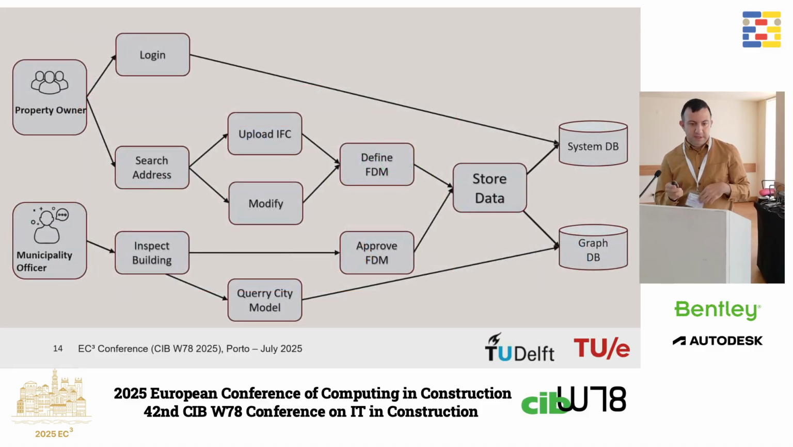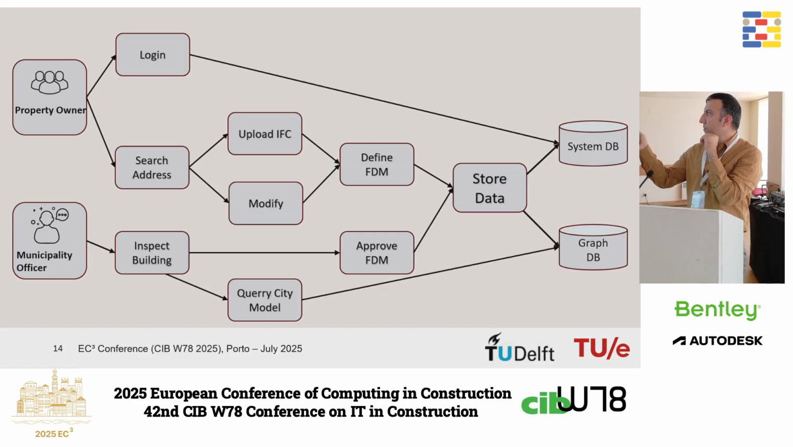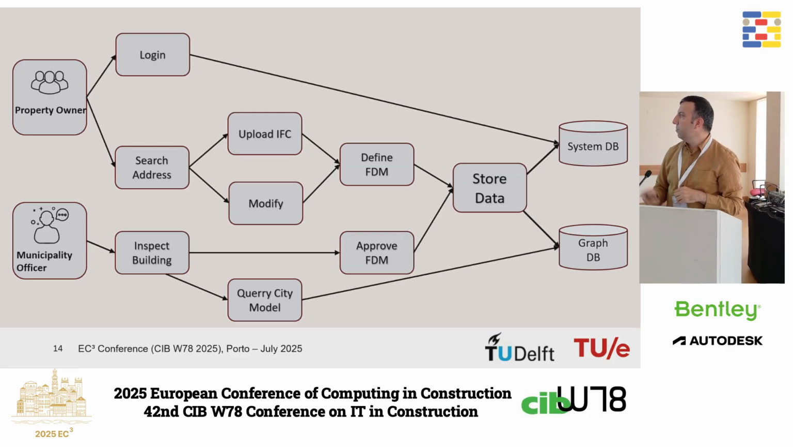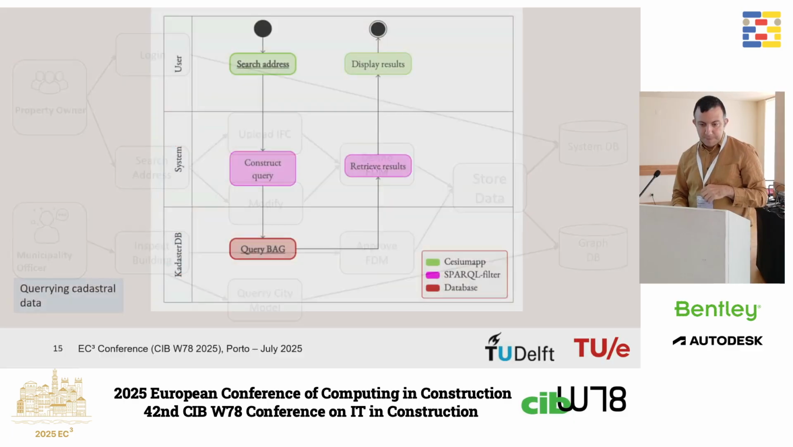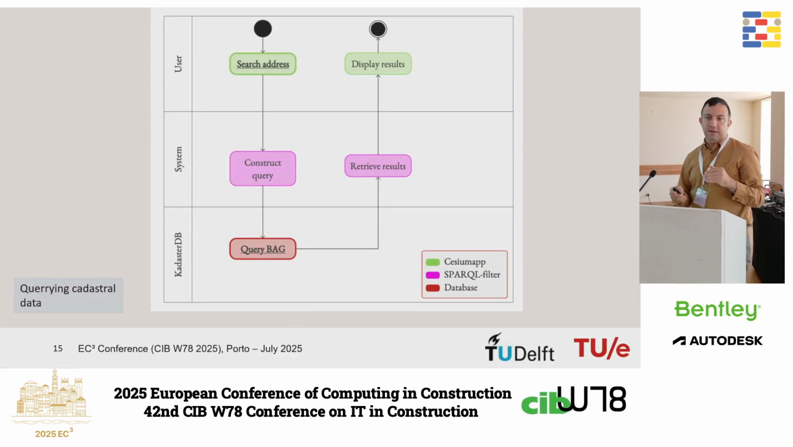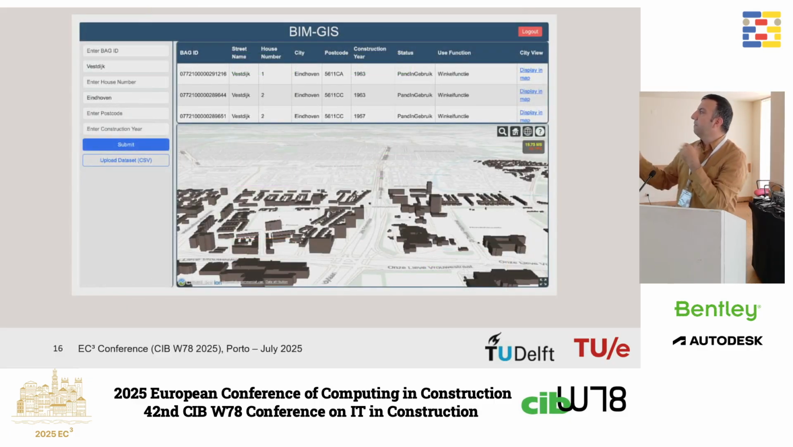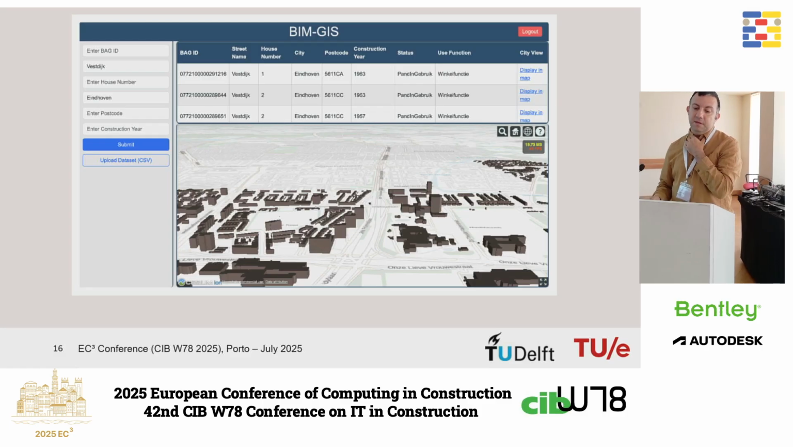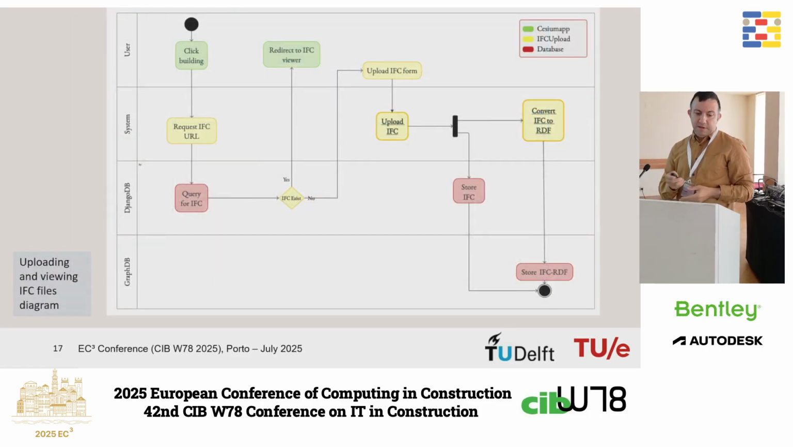So I will, again, very briefly show the use case. This is the property owner and municipality officer. There's the login, search, and uploading IFC, and then a municipality officer can inspect the building. Again, very quickly, this is how a query works. You search an address, it's converted into SPARQL, and you can get the result from the BAG. And this is the user interface. You can enter the fields, and then you can find your building within the 3D viewer.